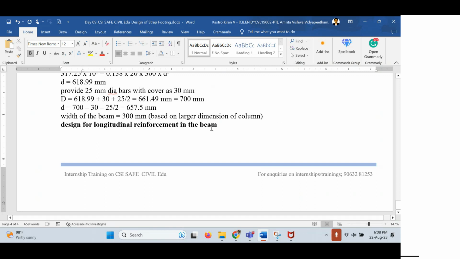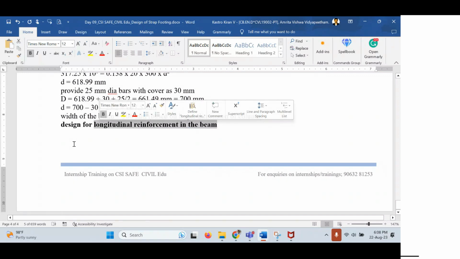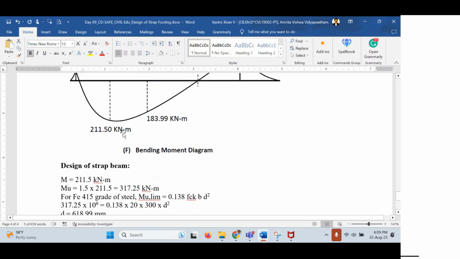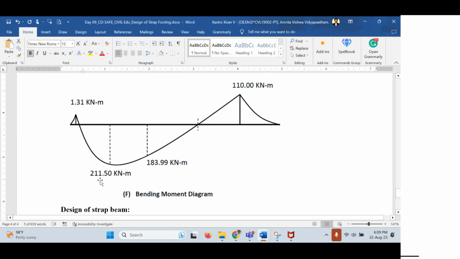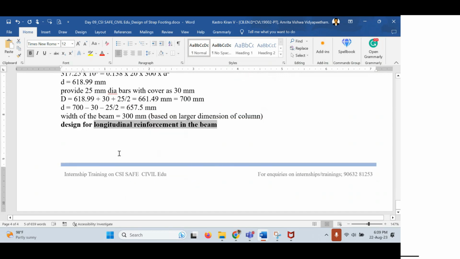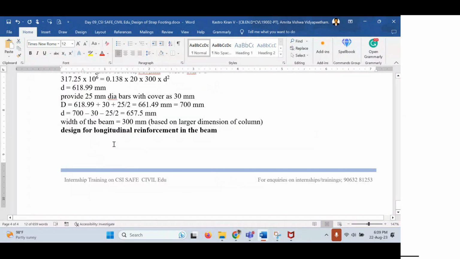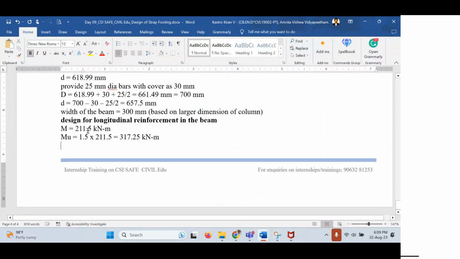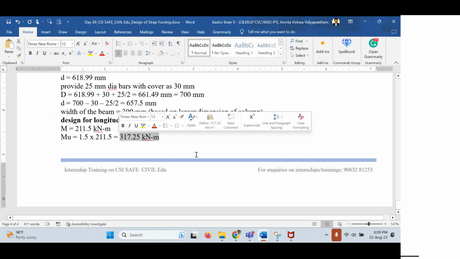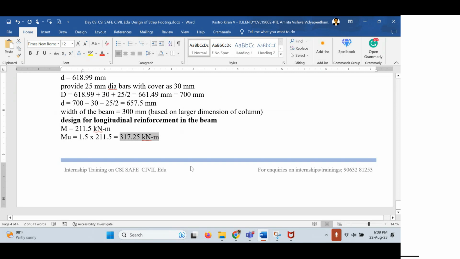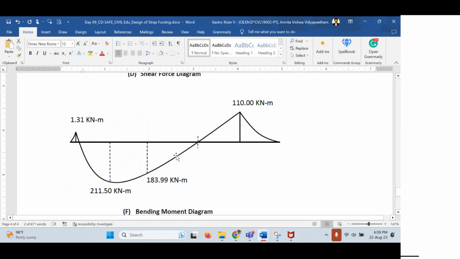So how will you design? Since we are designing the reinforcement in the beam, we have to look at the maximum moment. What is the maximum moment? The maximum moment is 211.5. So M equals 211.5 and Mu, that is the ultimate moment, equals 1.5 times 211.5, which is 317.25. Now, based upon this, we have to find the area of steel.